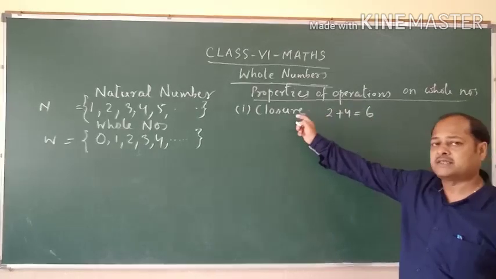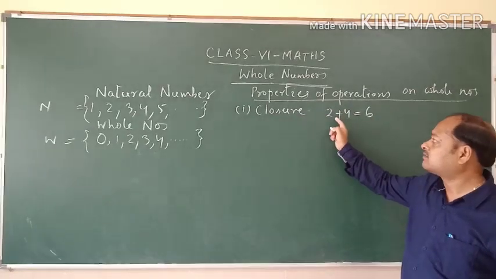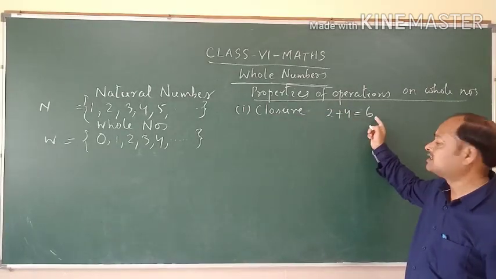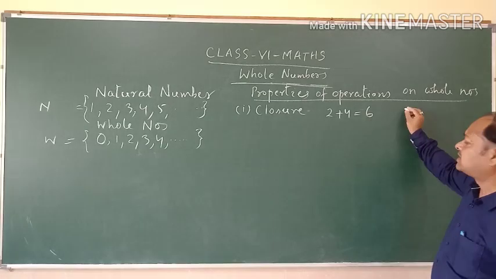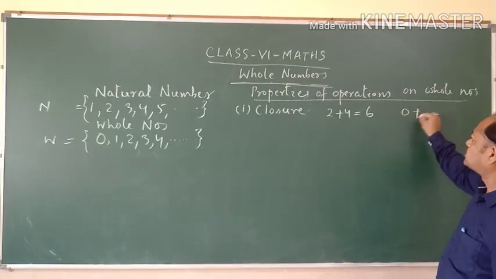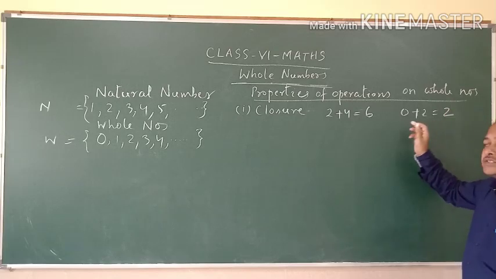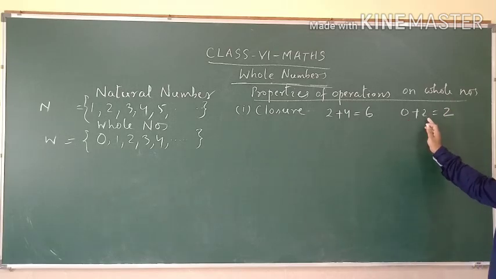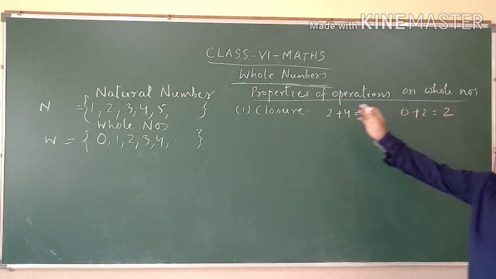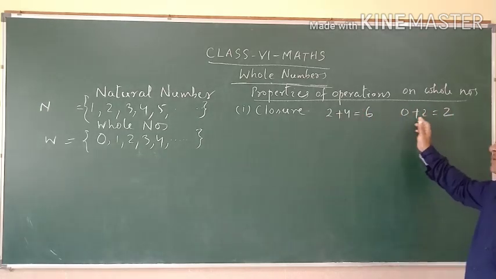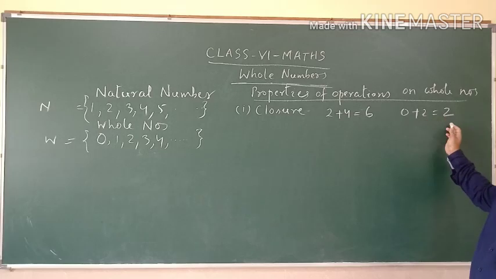This property states that if we add two whole numbers, the result will be a whole number. Another example: 0 plus 2 equal to 2. Here 0 is a whole number and 2 is also a whole number, and the result is a whole number. So the closure property states that the addition of two whole numbers gives a whole number.